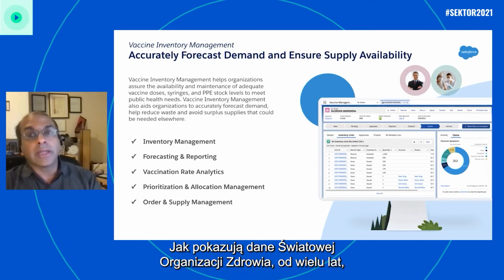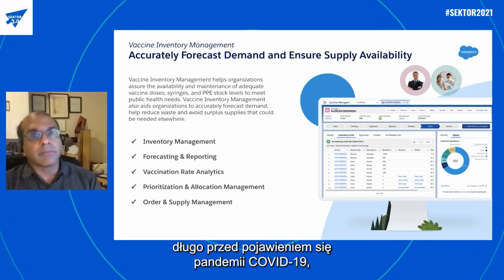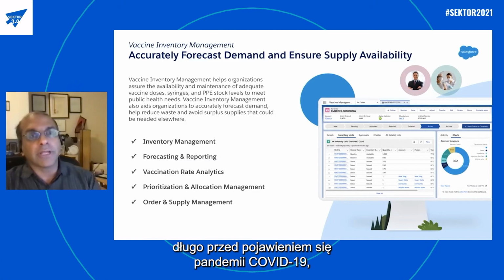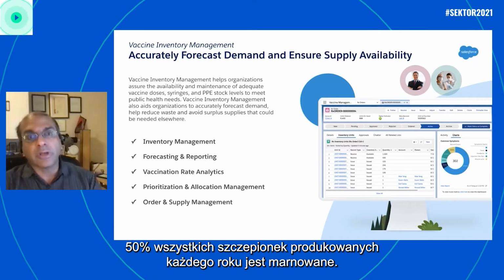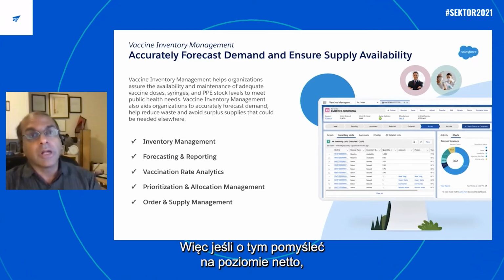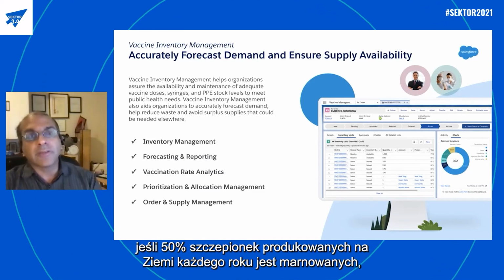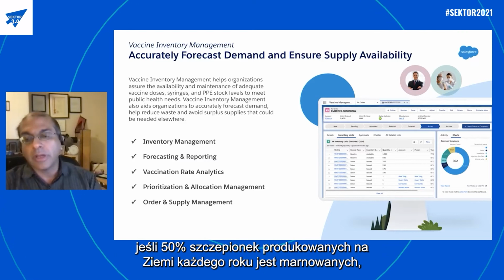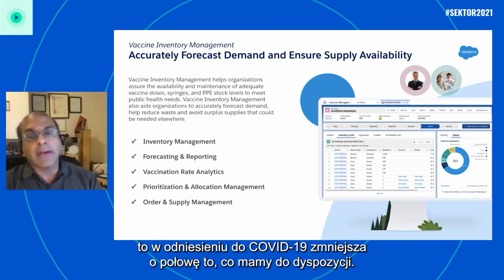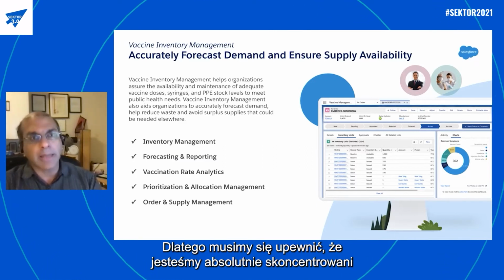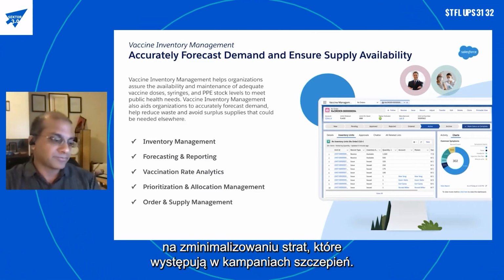And just as one data point, the World Health Organization for many years has maintained that, out of all the vaccines that are produced every year prior to the COVID-19 pandemic, a full 50% of those vaccines produced are wasted, right? So if you think of it this way, at a net level, if 50% of the vaccines produced on planet Earth every year are wasted, if you apply that to COVID-19, that basically halves what we have available. And so we need to make sure that we are absolutely focused on minimizing the waste that exists in vaccination campaigns.